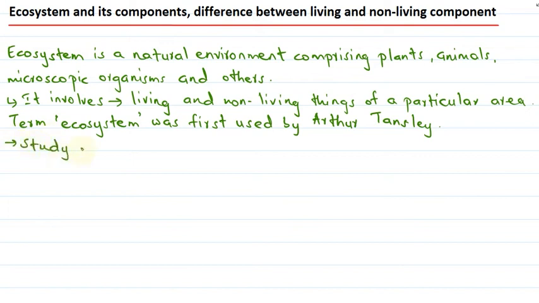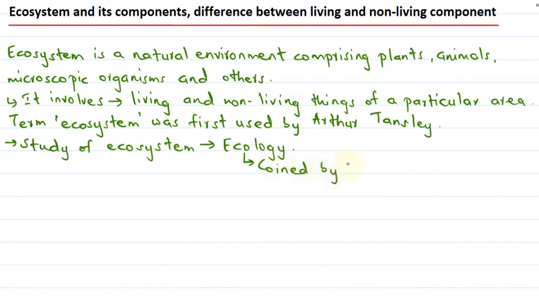The study of ecosystem, do you know what is it called? It is known as ecology. So ecology is the study of the ecosystem. The term ecology was coined by the scientist Ernst Haeckel, the first scientist who coined the term ecology, which is the study of the ecosystem. And he had coined it in the year 1866.